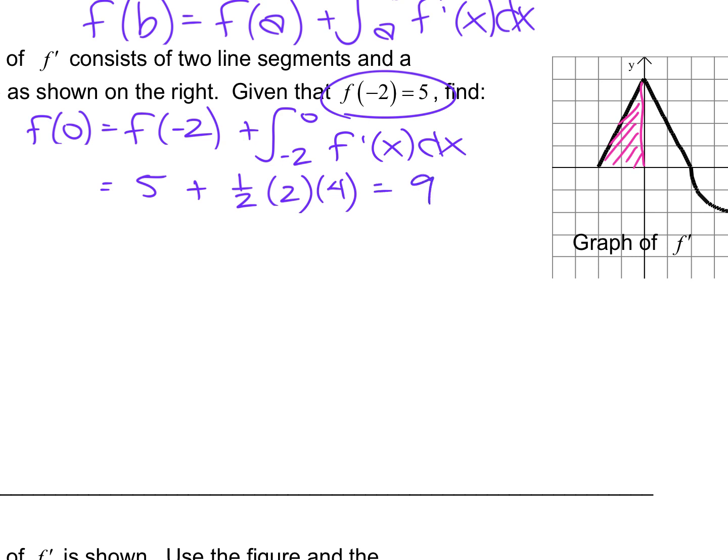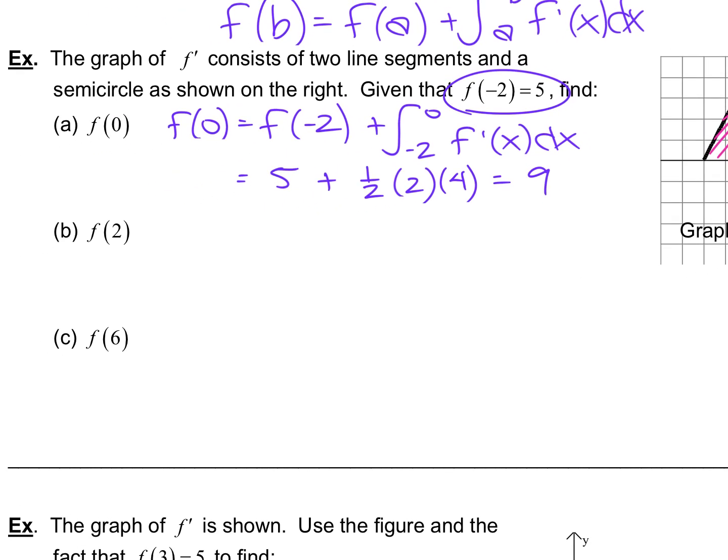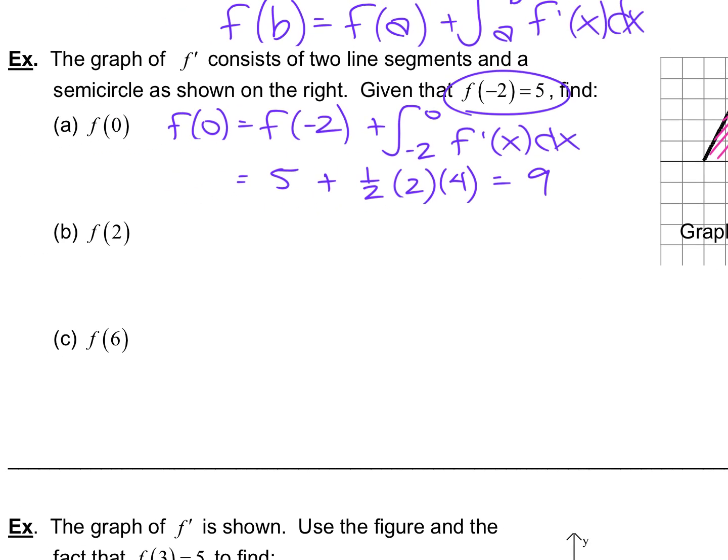Now, sometimes these are going to come in multi-part things, where like now in part B, we want to find f of 2. Does that mean I now have to go back to my original f of -2 and do an integral from -2 to 2? No. I now know f of 0. I know f of 0 is 9. We just got that from part A, right?